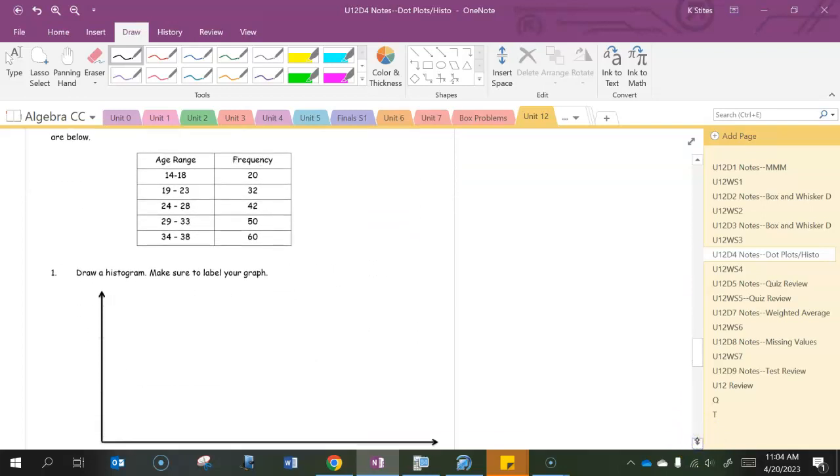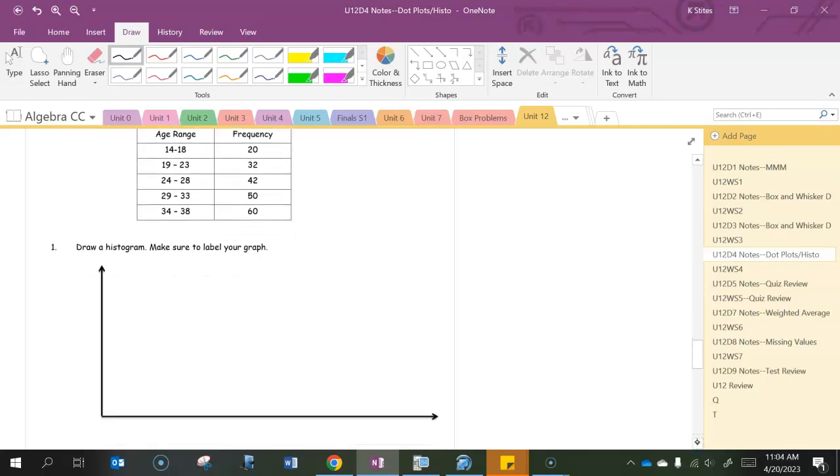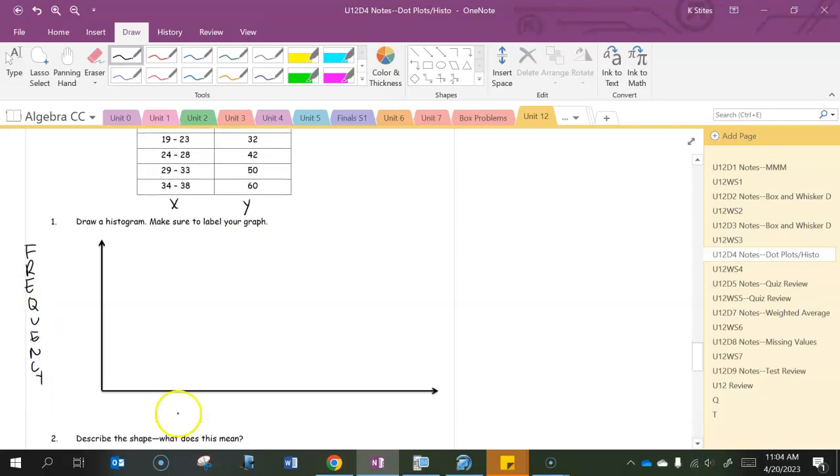So you have an age range and you have the frequency. The frequency means how many people selected this. Your frequency is going to go on your y-axis. Okay, so X and Y. And your age range will go on your x-axis.